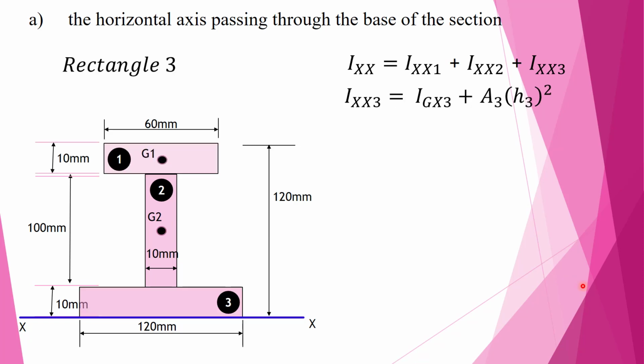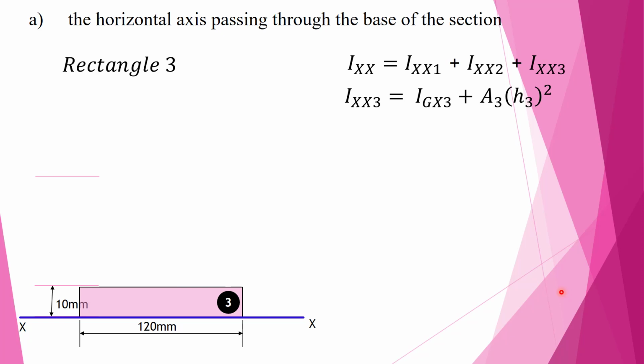Now let us take the third rectangular section. So for that, again we will remove first rectangle and second rectangular section. So we will be having only one rectangular section. We need to find out the moment of inertia of this rectangular section about the reference XX axis. So I have marked the centroid of this third rectangular section, which will be exactly at the center, or which will be at a distance of 5 from the reference XX axis.